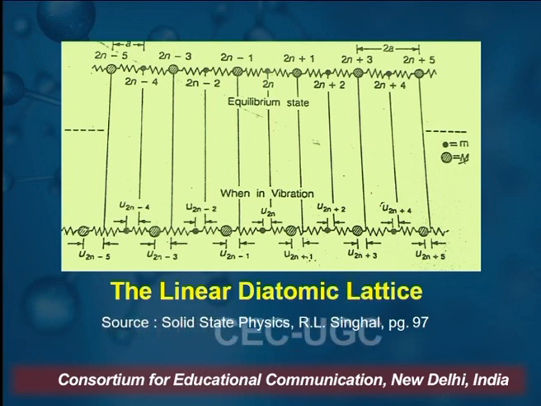Now, let us assume that there is a vibration produced in the lattice, and because of that the 2nth mass is distorted from the equilibrium position by an amount u2n. The motion of the 2n plus 1th mass will be given by u2n plus 1, the 2n minus 1th mass will be u2n minus 1, and so on and so forth.